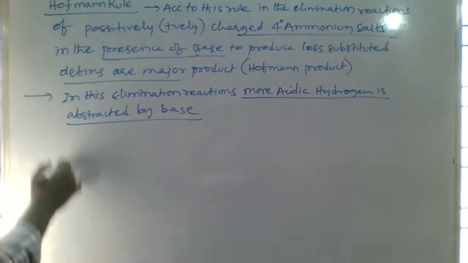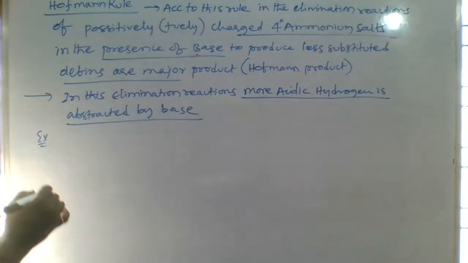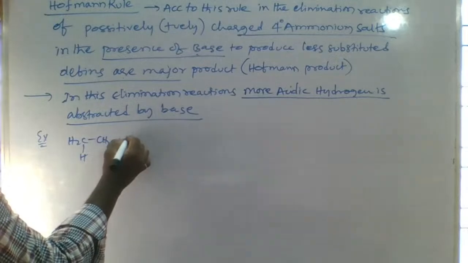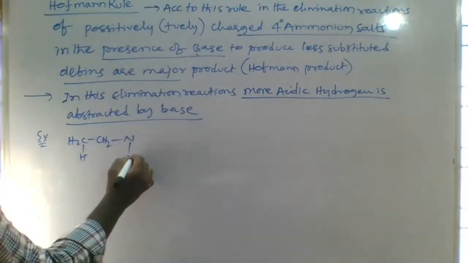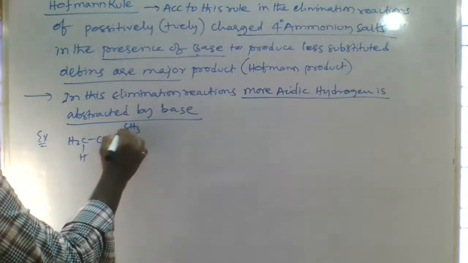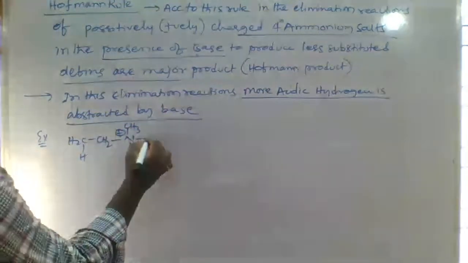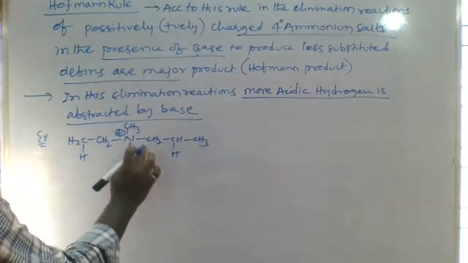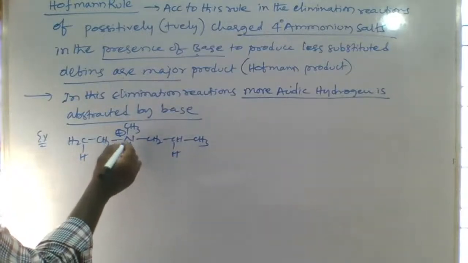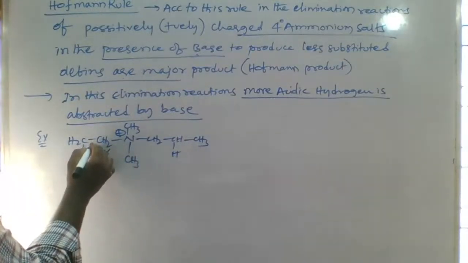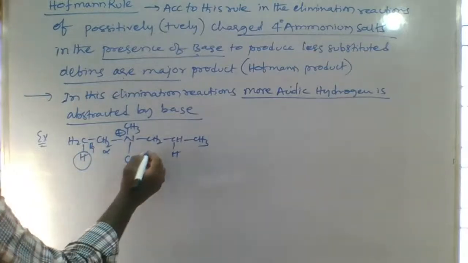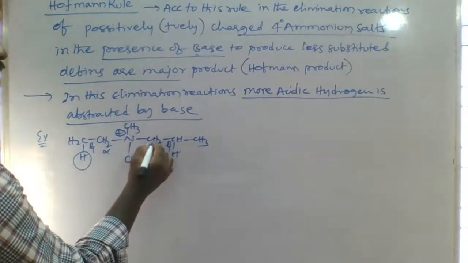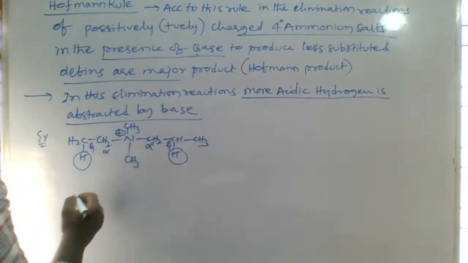Now see an example. Here H2C having H, CH2. Here a quaternary nitrogen having CH3, CH3 with the positive charge. And here CH2, CH2, CH3. With respect to nitrogen, this is the alpha carbon, this is the beta carbon. So this is one of the beta hydrogens. With respect to the quaternary salt, here alpha carbon, beta carbon, and like that alpha dash, beta dash. So this is a beta hydrogen.